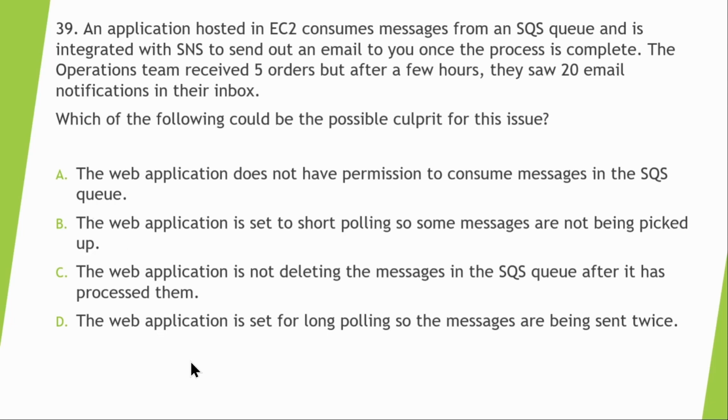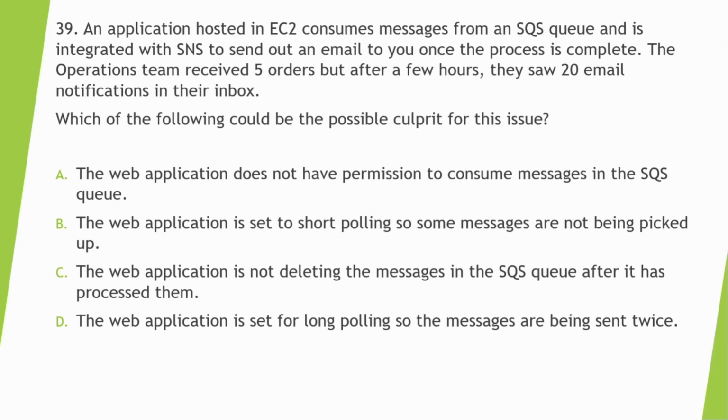But we'll see why A, B and D are not correct. The web application does not have permission to consume messages in the SQS queue. Why this is incorrect is because not having the correct permission would have resulted in a different response. It will not over-send the messages, correct? And the web application is set to short polling, so some messages are not being picked up. This also cannot be correct because you are receiving messages which are certainly being processed. You are receiving them more than once, right? It won't result in 20 messages. It's the same logic.